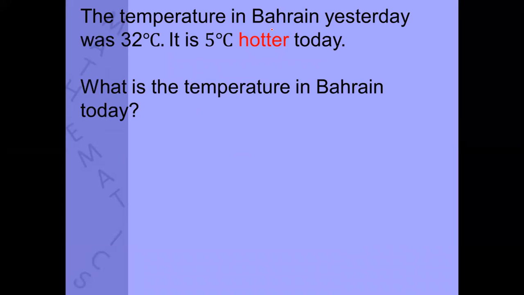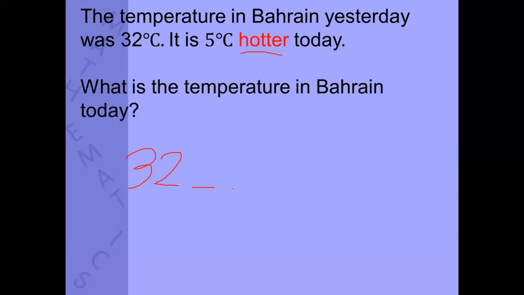The temperature in Bahrain yesterday was 32 degrees Celsius. It is 5 degrees Celsius hotter. When we say hotter, it's the same thing as warmer today. What is the temperature in Bahrain today? Are we going to move down or are we going to move up? That means the temperature rises. It went up from 32 degrees. So this is 32. We are going to move 5 times to the right.